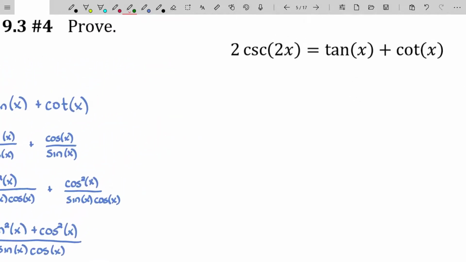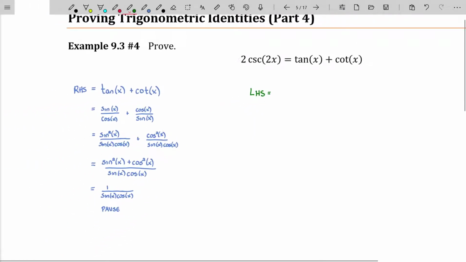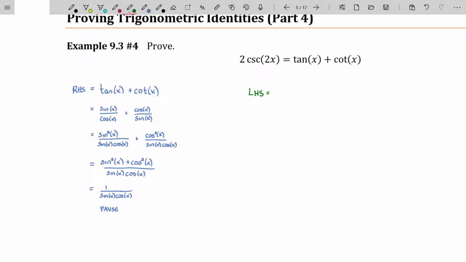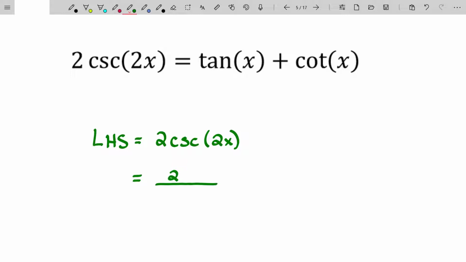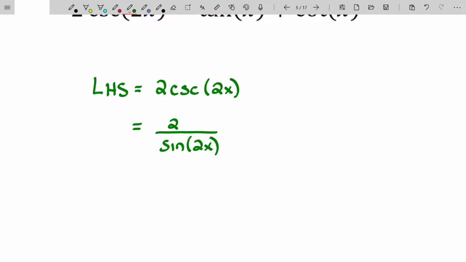Anyway, left-hand side. We're going to work on that for a little bit because, again, I paused on the right-hand side. I don't know what to do with that. But if I move over to the left-hand side, notice that's 2 times the cosecant of 2x. And I know that I can write the cosecant as 1 over the sine. So it's 1 over the sine of 2x. And now I know I have a double angle identity. Remember, the sine of 2x is 2 sine of x times the cosine of x. So this is going to be 2 over 2 times the sine of x times the cosine of x.